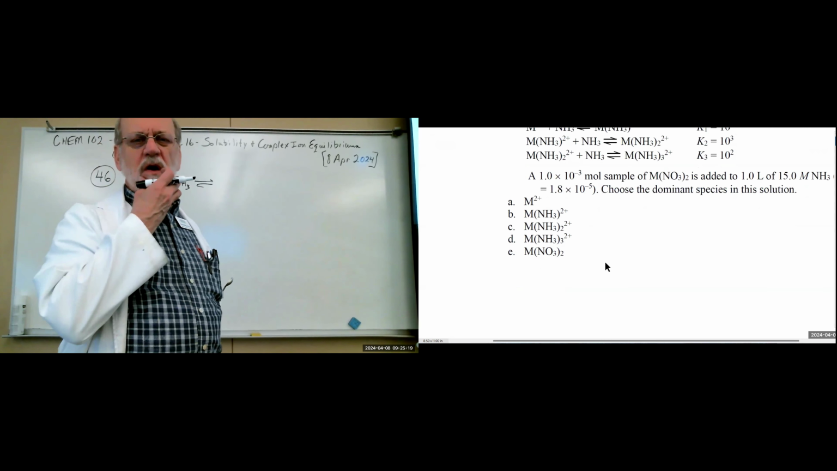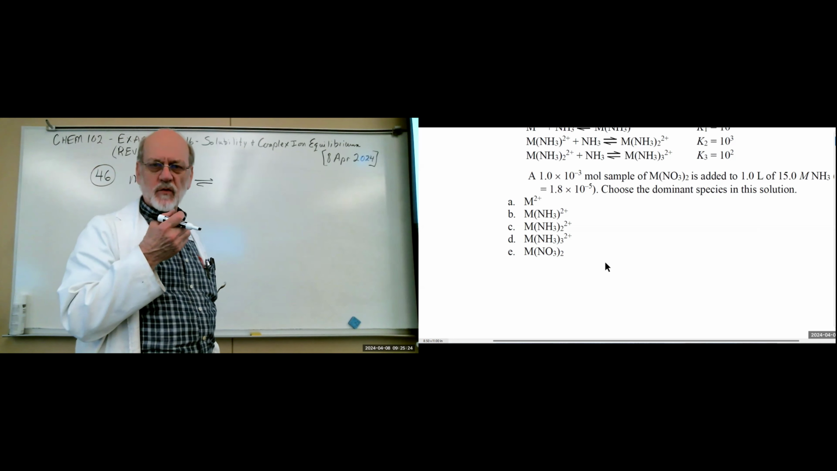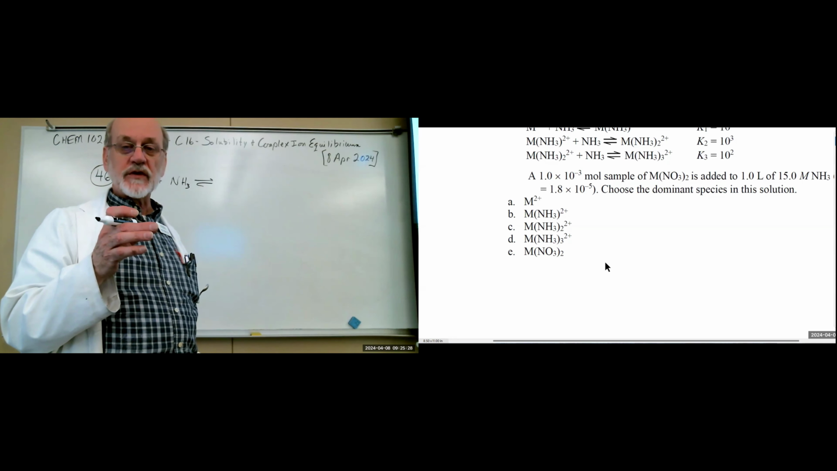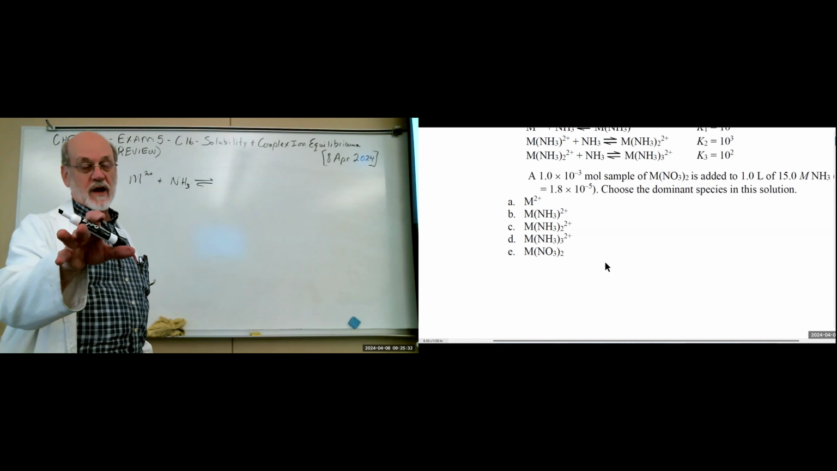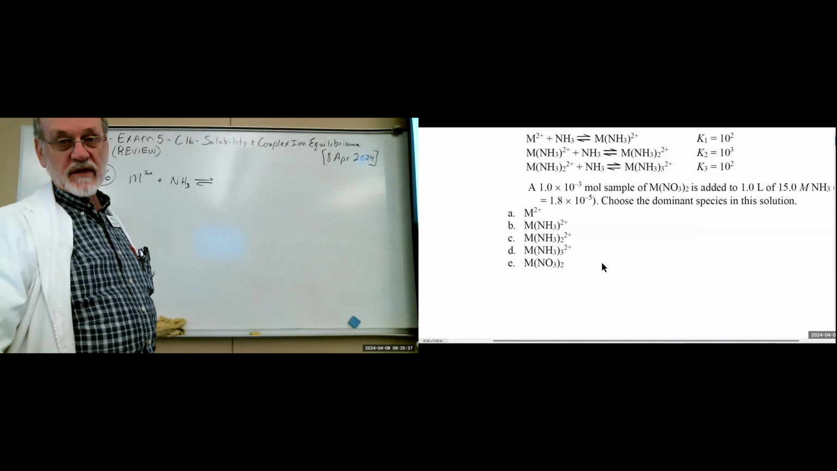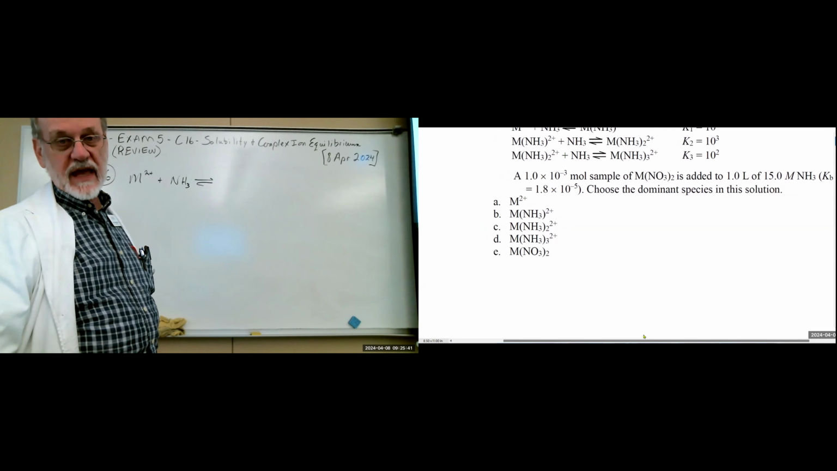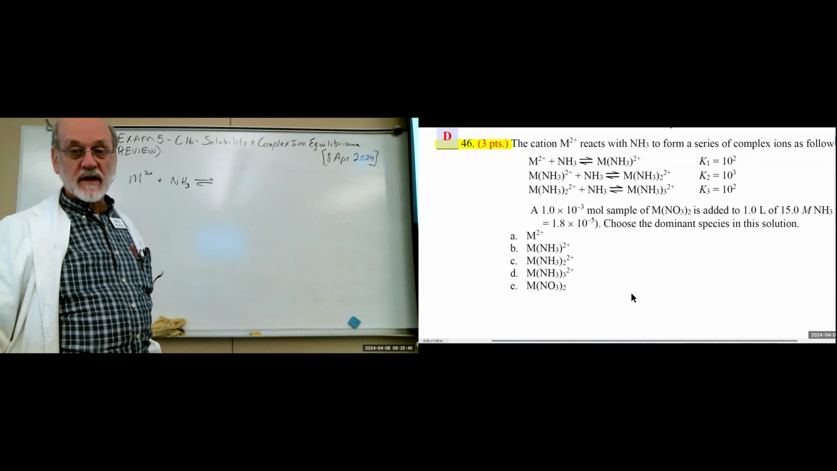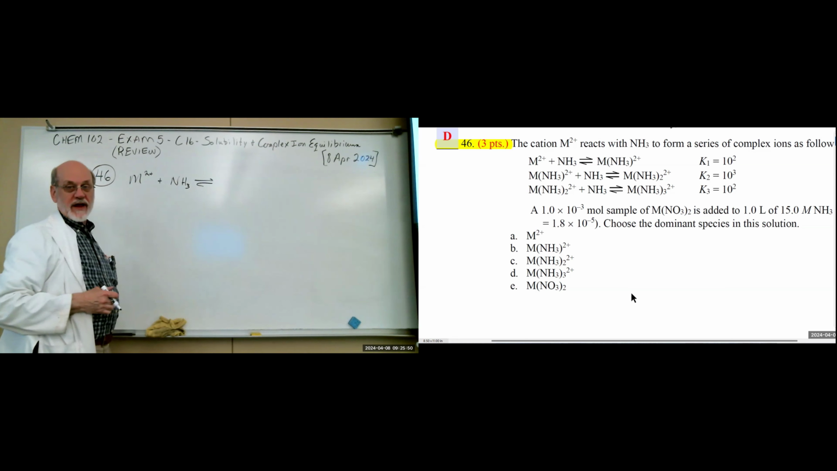It's giving you a 1 times 10 to the minus 3 mole sample of ammonium nitrate added to 1 liter of 15 molar ammonia. Choose the dominant species. There's a lot of blue smoke in this problem, especially when they give you all these concentrations and the Kb. To answer the question, all you have to do is look at that sequence of reactions.